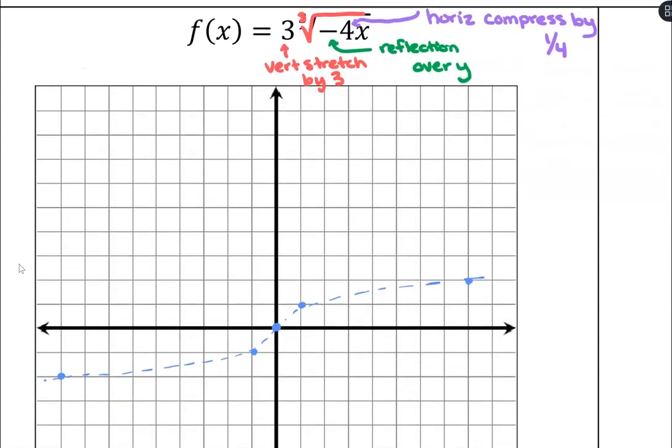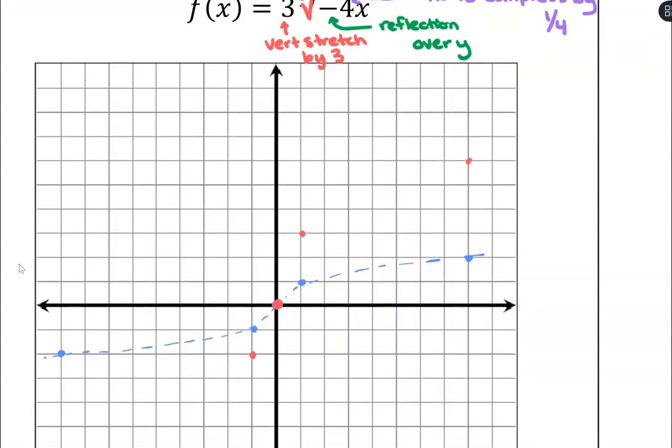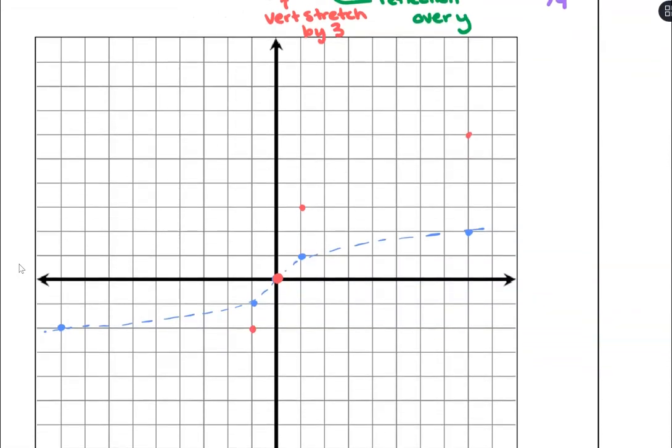Okay, vertical stretch by 3. So we're still going to have 0, 0. But then we're always going up 1, I'm going to go up 3, whereas going up 2, I'm going to go up 6. So they just get multiplied. That stretches that out nicely. Let's see, 2, 4, 6. Okay. So there we are with that.